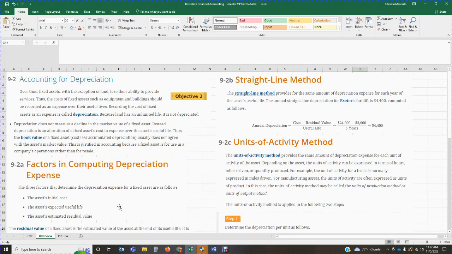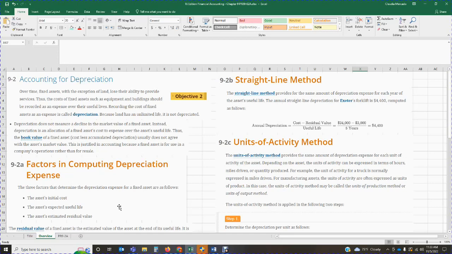So, the straight line method provides the same amount of depreciation expense for each year of the useful life of the asset. The annual straight line depreciation formula is the cost minus the residual value over the useful life. So first you get the cost. If there's any residual value associated, you deduct that to get the depreciable cost, and then you divide over the useful life, and that will give you your annual depreciation.